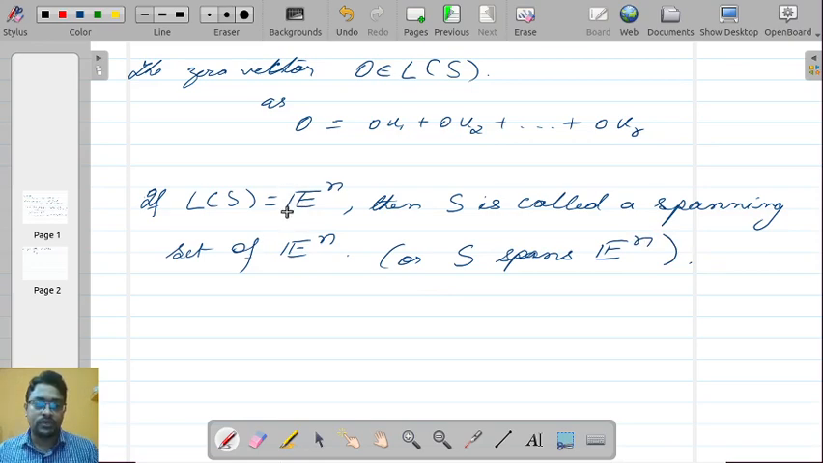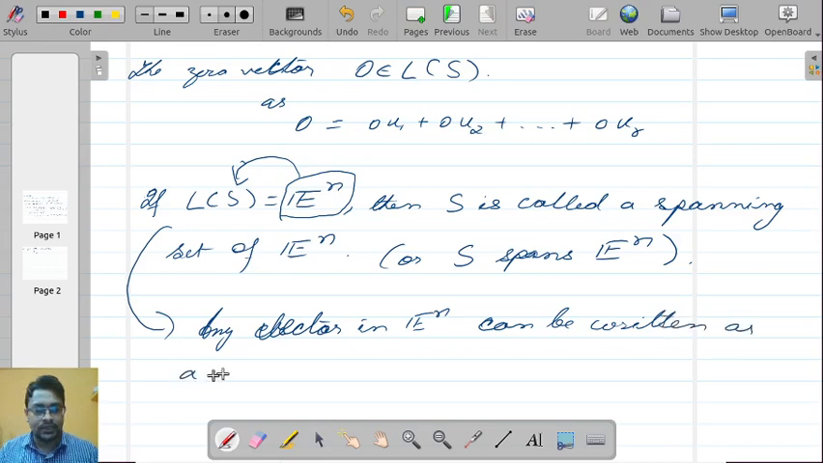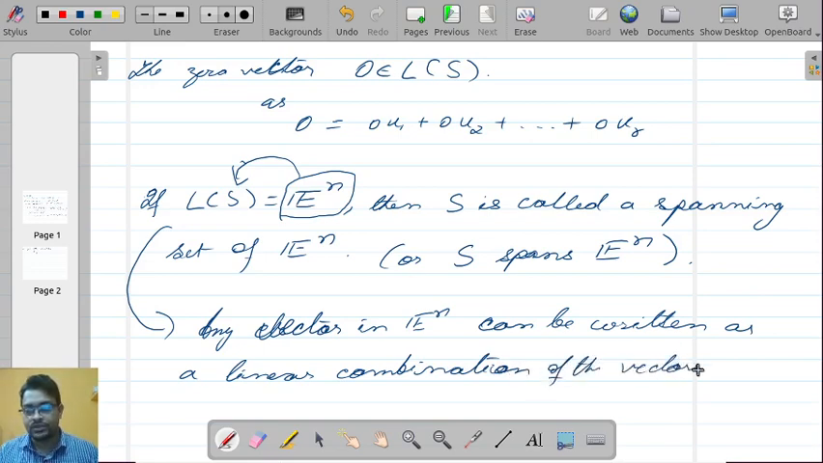That means any element of E to the power n can be written as a linear combination of elements of S. The meaning of this is any element or any vector in E to the power n can be written as a linear combination of the vectors in S. If E to the power n is exactly equal to this, then we say that the set S spans E to the power n.